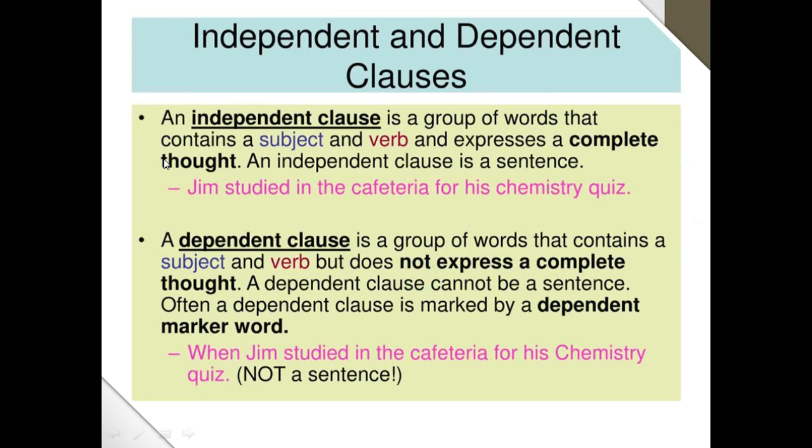An independent clause is a group of words that contains a subject. We have studied what a subject is. The subject is a doer, and the verb is an action word, and it expresses a complete thought and gives you a complete meaning. Okay, an independent clause is a sentence. It means that if a sentence is written, there is a subject, there is a verb over there, and it gives you a complete meaning. You don't require anything else to complete the meaning, and there is no ambiguity in it, then that is an independent clause. For example, Jim studied in the cafeteria for his chemistry quiz.